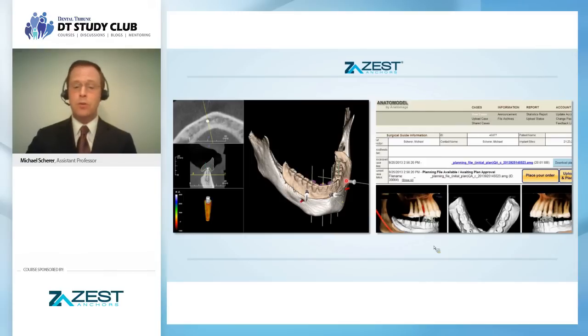So for example, if you direct your attention down in this area, you don't see it as easily here, but you can see that these green lines are going to be indicating your parallel long axes. And what I try to do is line up those perpendicular to the occlusal plane. And by doing that, it greatly enhances your predictability with treatment.